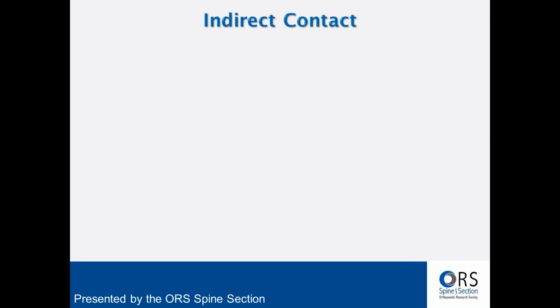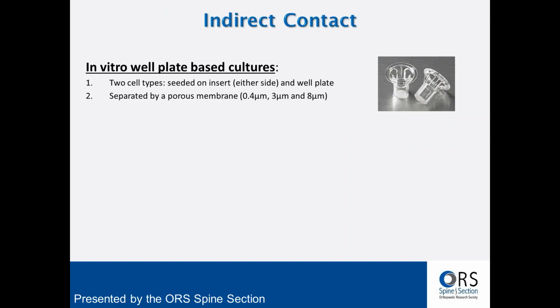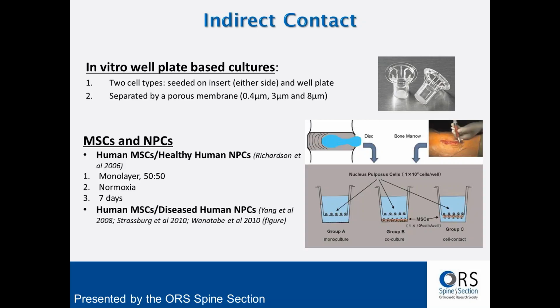So just going into co-cultures with indirect contact in more detail, these are usually in vitro well plate systems with 2 cell types seeded on the actual insert or underneath, and also in the well plate. They're usually separated by a porous membrane with pores of 0.4, 3 or 8 microns.